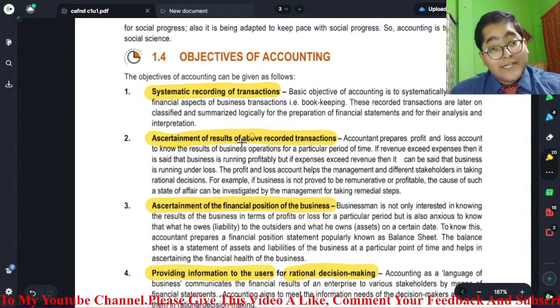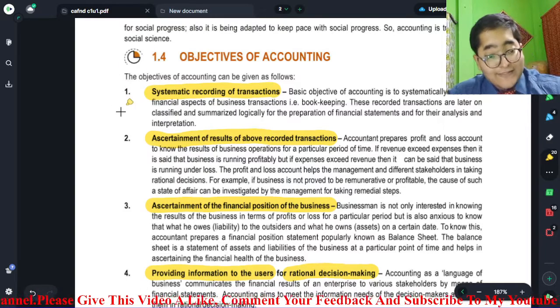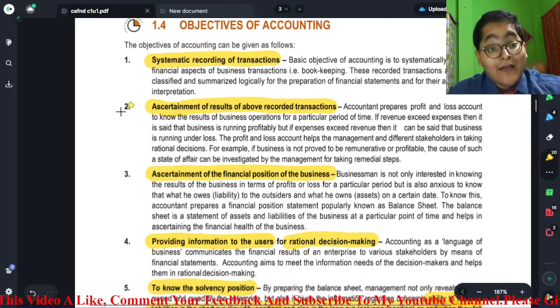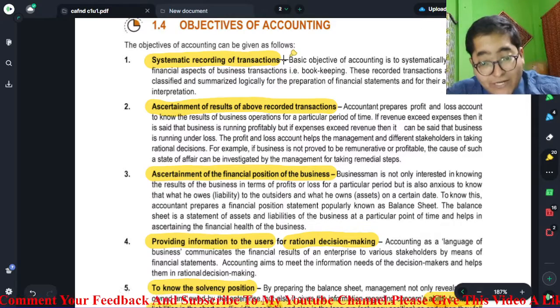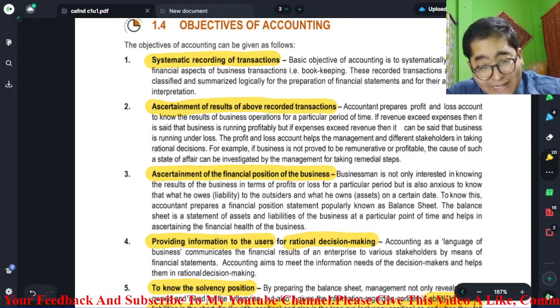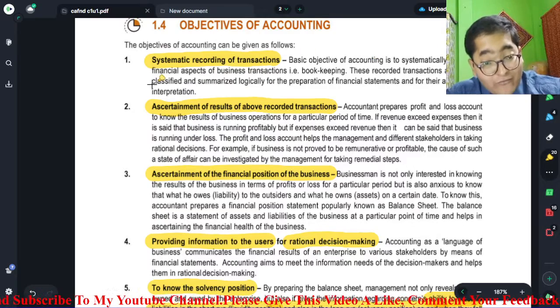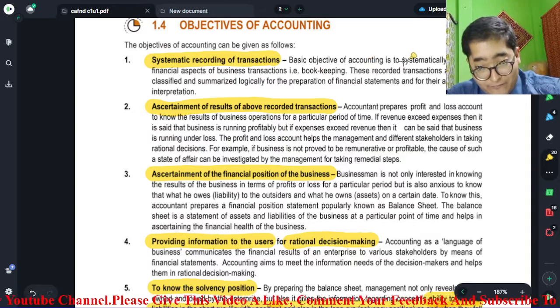Now comes the objective of accounting. The objectives of accounting are, first, systematic recording of transactions. The transactions need to be systematically recorded. The basic objective of accounting is to systematically record the financial aspects of business transactions. That is bookkeeping, the systematic record.